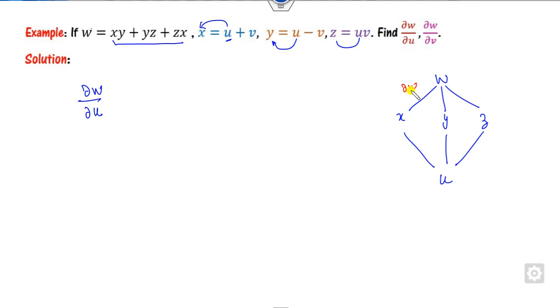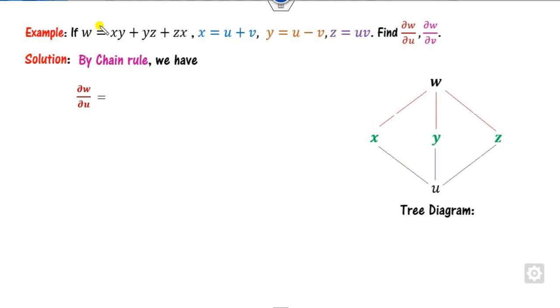So this is the partial derivative with respect to x, this is the partial derivative with respect to y, and this is z. This is x with respect to u, this is y with respect to u, and this is z with respect to u. Now you can find the value of this. What is the partial derivative of w with respect to x? This is nothing but y plus z.